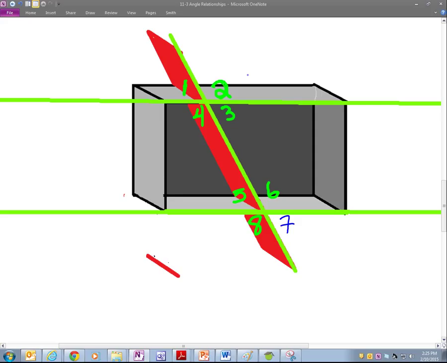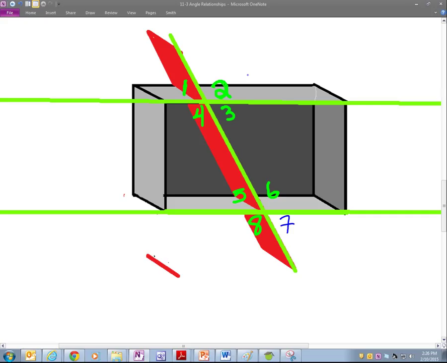Okay? Interior. Okay, if you had to guess, without even looking at the definition right now, looking at this shoebox, we have 8 angles here. Which ones are on the interior of the shoebox? Yeah. 4, 3, 5, and 6 are on the interior of the shoebox, and those are all the interior angles.